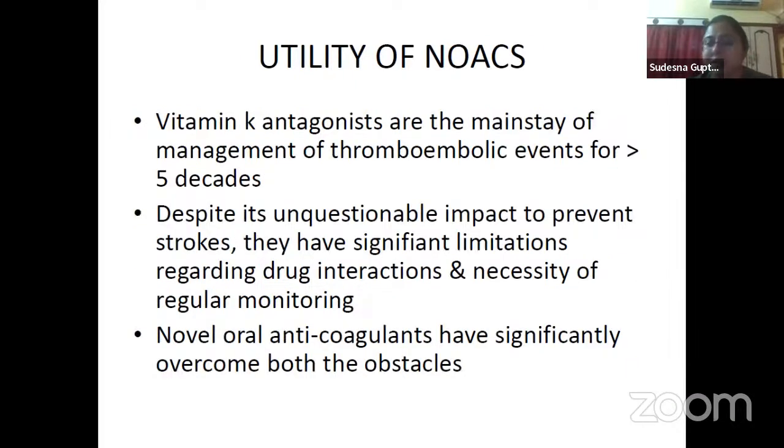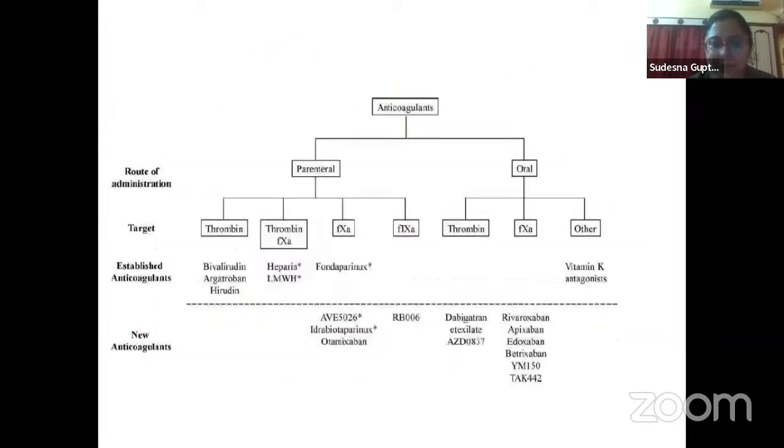Moving to the newer drugs, the new oral anticoagulants. Vitamin K antagonists have been the mainstay of management of thromboembolic events for more than 5 decades. But they have significant limitations based on their many drug interactions and the necessity for regular monitoring of PT-INR. Against this background, novel oral anticoagulants have significantly taken their place.